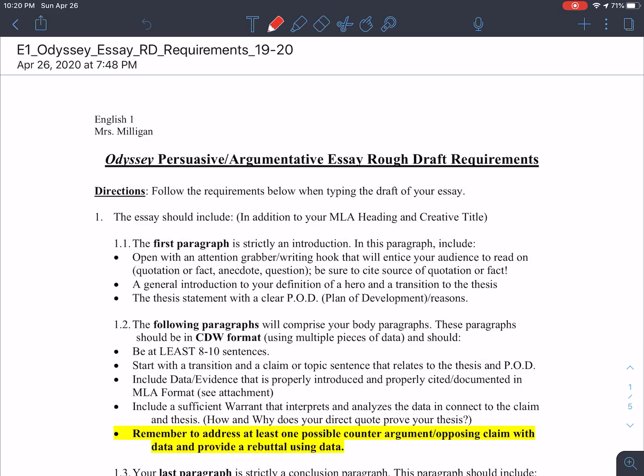Okay, wonderful students. Now that you've done all of your brainstorming, your organizing, your outlining, now you're ready to write your rough draft. And specifically what I've done for you here on this handout is I've given you basically almost a checklist of what you need to include in order to expand that outline into a full-blown rough draft.